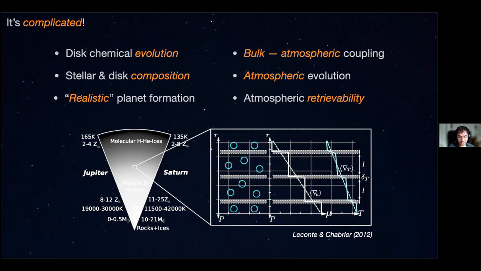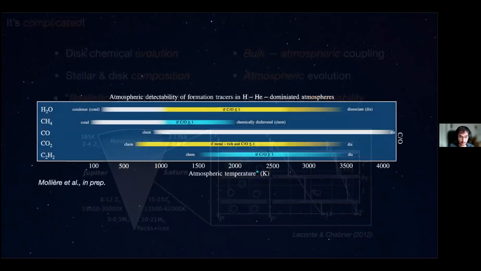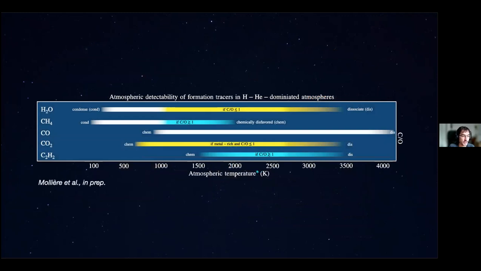Something I want to mention as a positive outlook for the observational side is what kind of compositions we can actually measure already just for gas giant planets. So what I'm showing here are temperature conditions in hydrogen, helium-dominated atmospheres, so gas giant planets, over which we expect certain molecules to be present that allow us to measure the carbon to oxygen number ratio. This is water, methane, CO, CO2, C2H2.